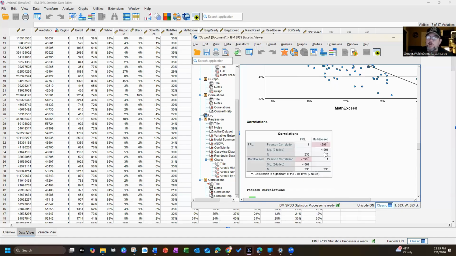Second, the significance value of p less than 0.001 tells us that this relationship is statistically significant. This means there is less than a 0.1% probability that this relationship occurred by chance. We can confidently reject the null hypothesis that there is no relationship between these variables. The analysis included data from 235 school districts, as indicated by the N equals 235 in the output table.